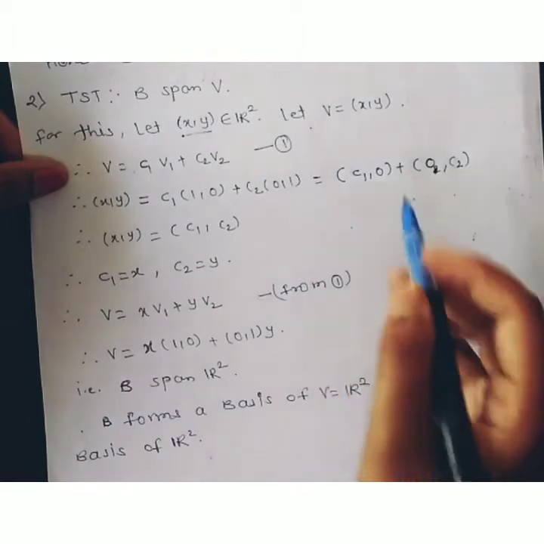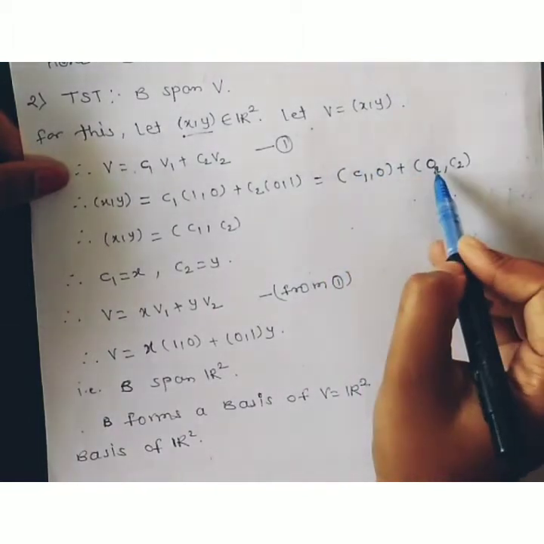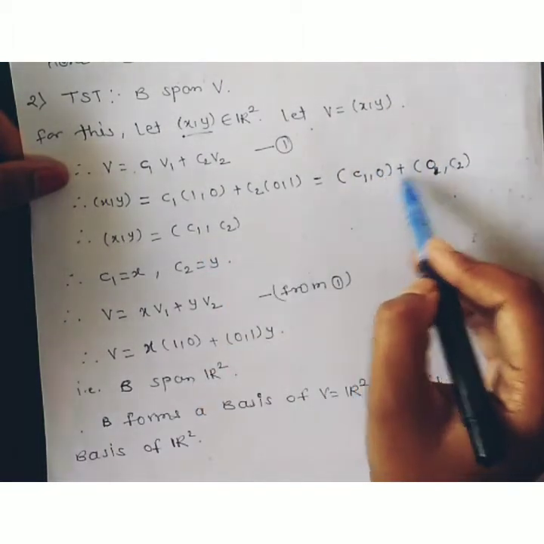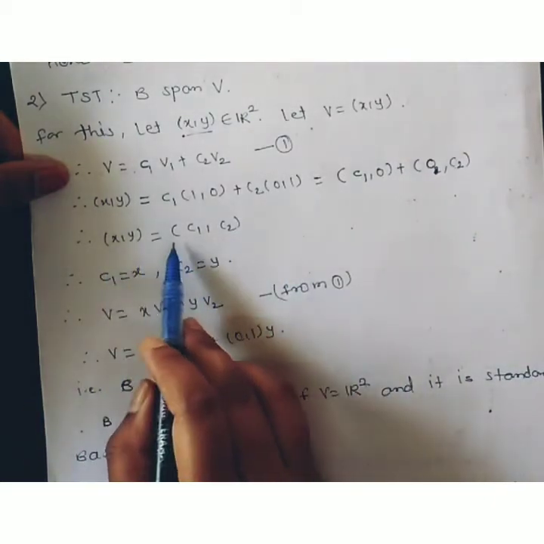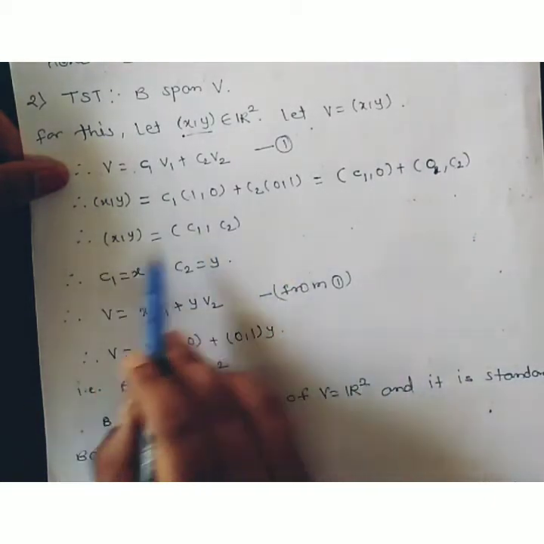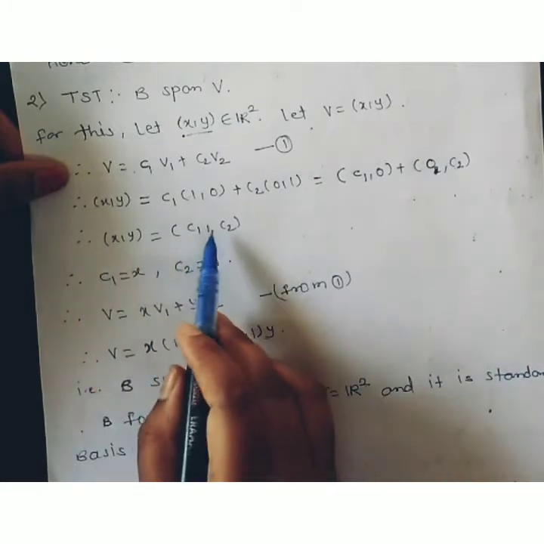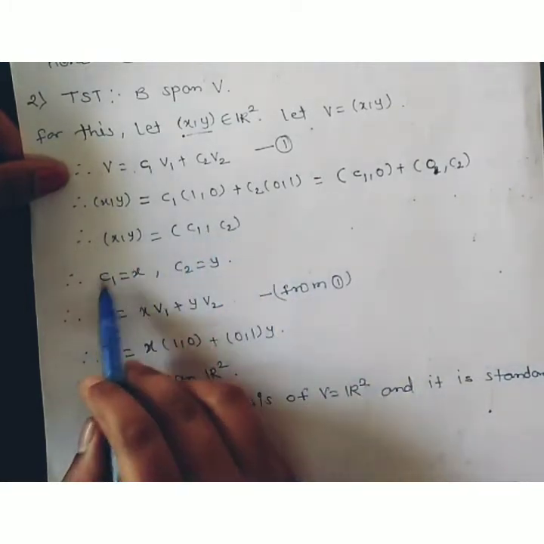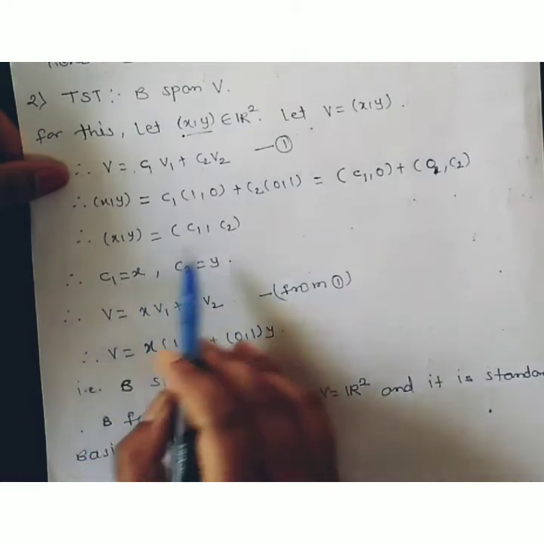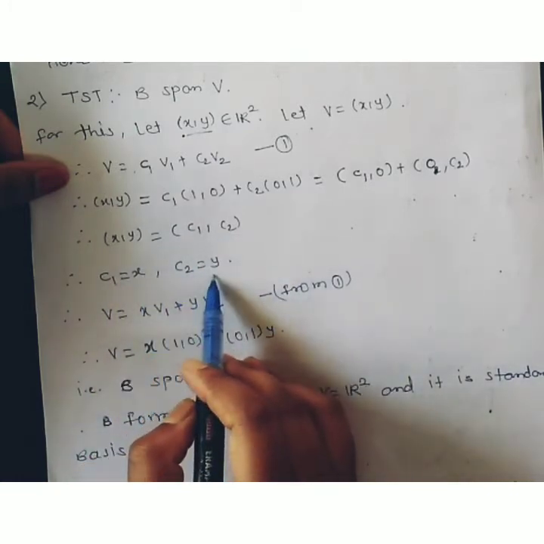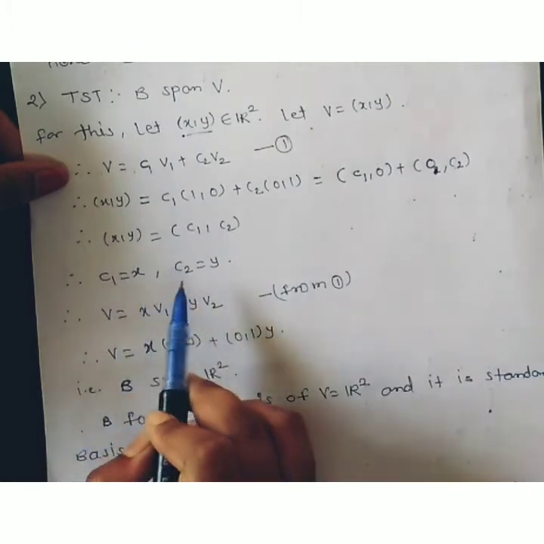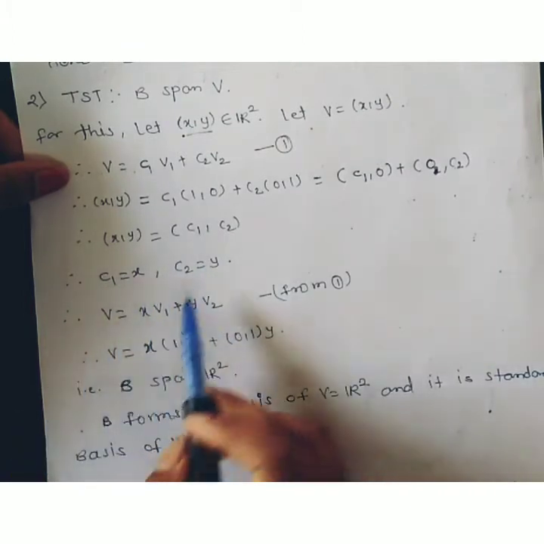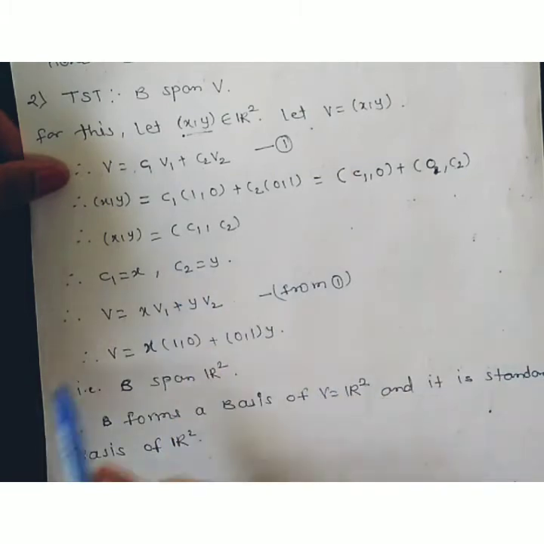Then take the addition of both: C1 plus 0 is C1, and 0 plus C2 is C2. Therefore, we have the ordered pair (x, 1) equal to the ordered pair (C1, C2). Equating both, we have C1 equal to x and C2 equal to 1. Now, by using this condition, we get C1 equal to x and C2 equal to y.